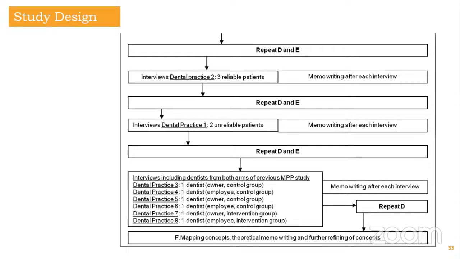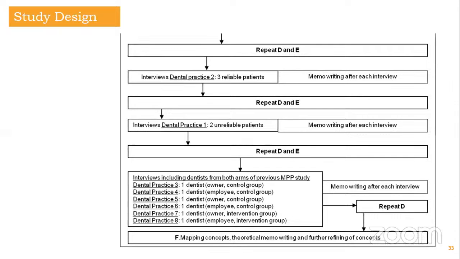So in the next stage, they went for interviewing 3 reliable patients. Memo writing was done. Again, they did coding and analysis and tried to look for the gaps in the research. In the next stage, they interviewed 2 unreliable patients. Then again, memo writing was done, and then again, coding and analysis was done, and the research gap was identified. All these things kept on repeating, continuously repeated until the theoretical sampling was reached.